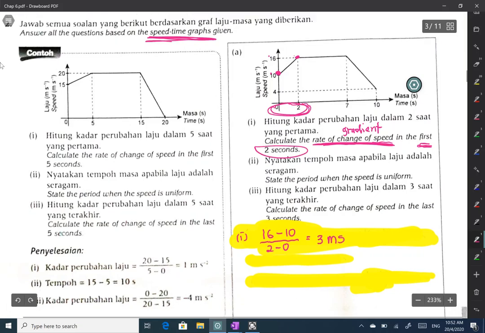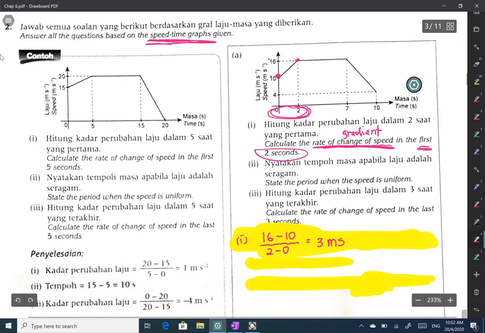Okay, how do I get the unit? Okay, 16 minus 10, the unit is ms negative 1, divided by 2 minus 0, which is seconds. So this one is ms negative 2. That means the rate of change of speed, the unit will be like this.